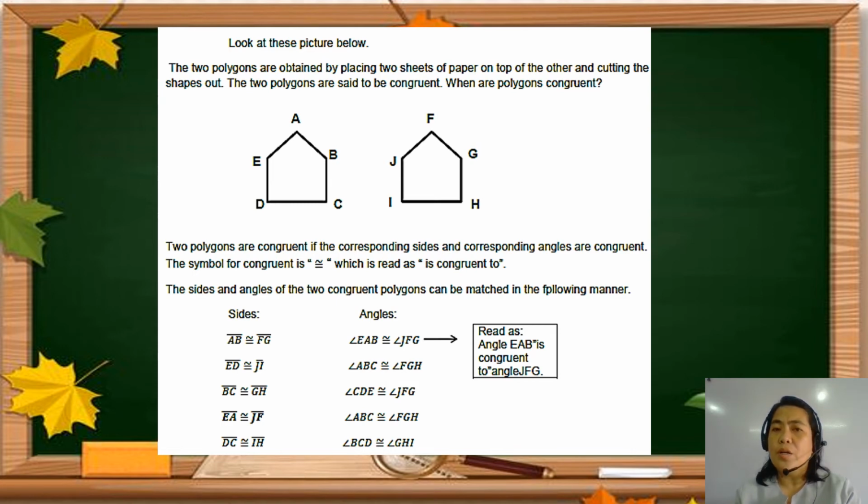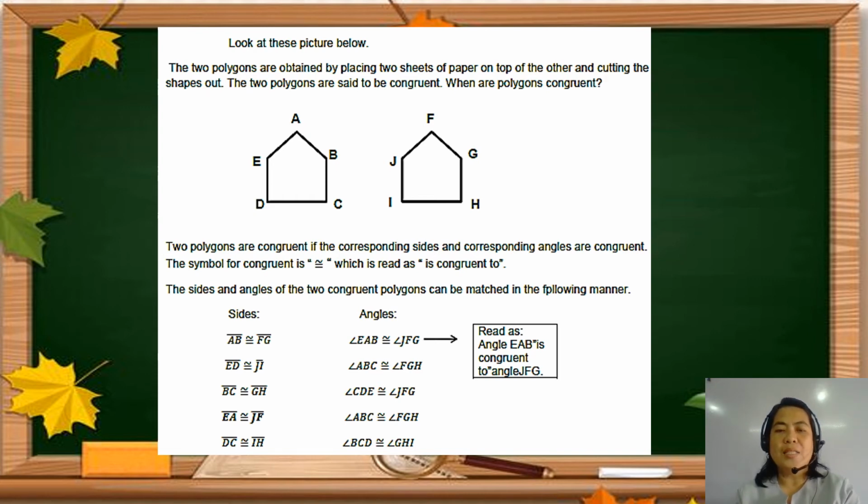When are polygons congruent? 2 polygons are congruent if the corresponding sides and corresponding angles are congruent or equal. The symbol for congruent is, kanang makita sa inyong module, which is read as "is congruent to." The sides and angles of the 2 congruent polygons can be matched in the following manner.